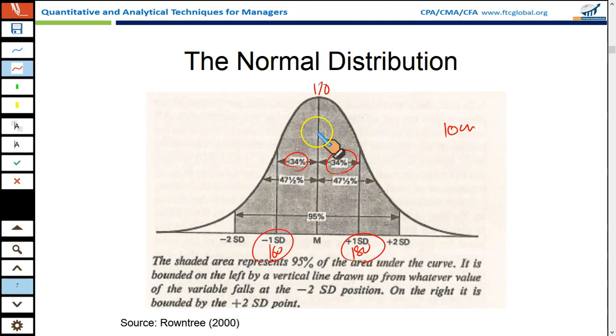Expanding this range to two standard deviations, that is 10 plus 10, 20, 170 plus 20, 190, and 170 minus 20, 150. So what does it mean? It means 95% of the data lies within two standard deviations. That is, 95% of the people fall in the height range of 150 centimeters to 190 centimeters.